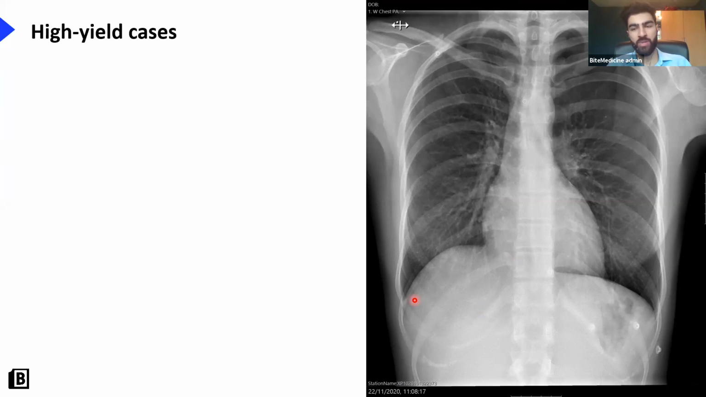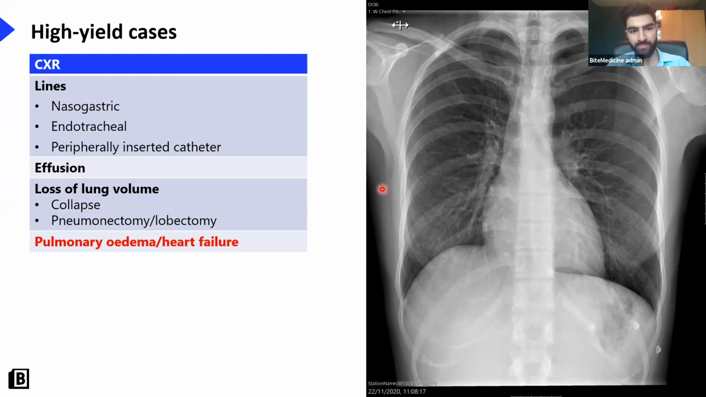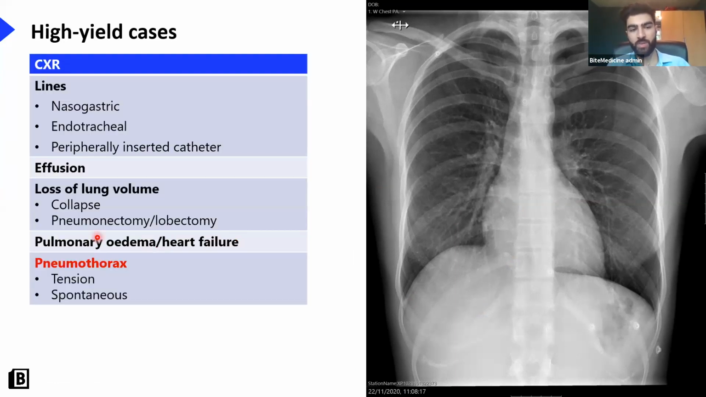It's a bit difficult to see, but you should be able to pick it up, I hope. Very good. So pneumothorax. So next thing we're going to move on to is pneumothorax. You can see a pleural edge here.